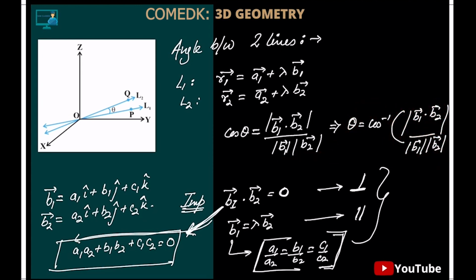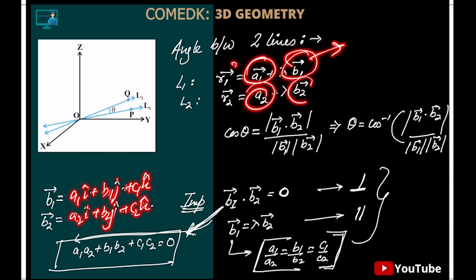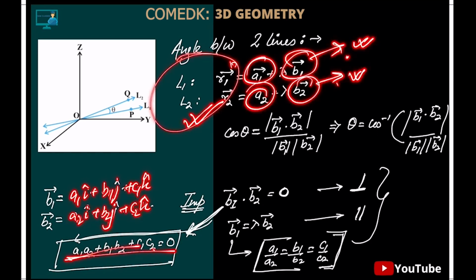Now put the values. B1 is equal to A1 i cap plus B1 j cap plus C1 k cap, Cartesian form we are doing, and B2 is equal to A2 i cap plus B2 j cap. See, for the whole line, we're not worried about this A1, A2. We're just worried about the vector with which the line is parallel. If I'm able to find the angle between these two, I'll be able to find the angle between the lines also. So directly, if B1 dot B2 is equal to 0, it means the dot product is 0, which means they're perpendicular to each other.